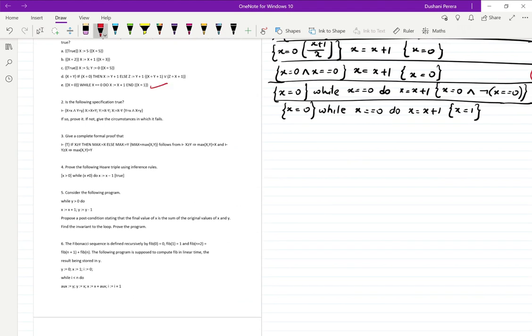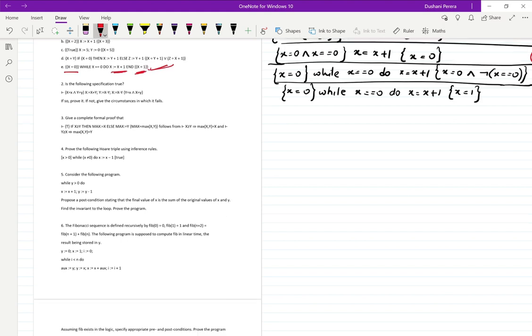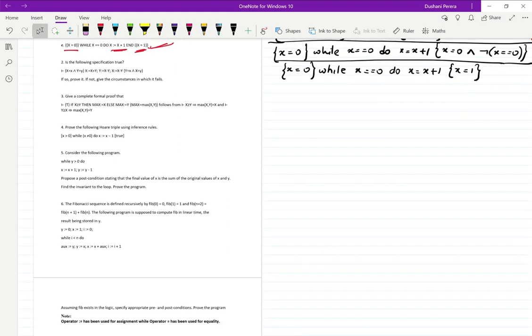Even just by looking at it, we can say x is initially 0. So while x is 0, what we do is we add 1 to x. So finally, x will be 1. So this is anyway valid. Okay. Now let's go to question number 2. Is the following specification true?